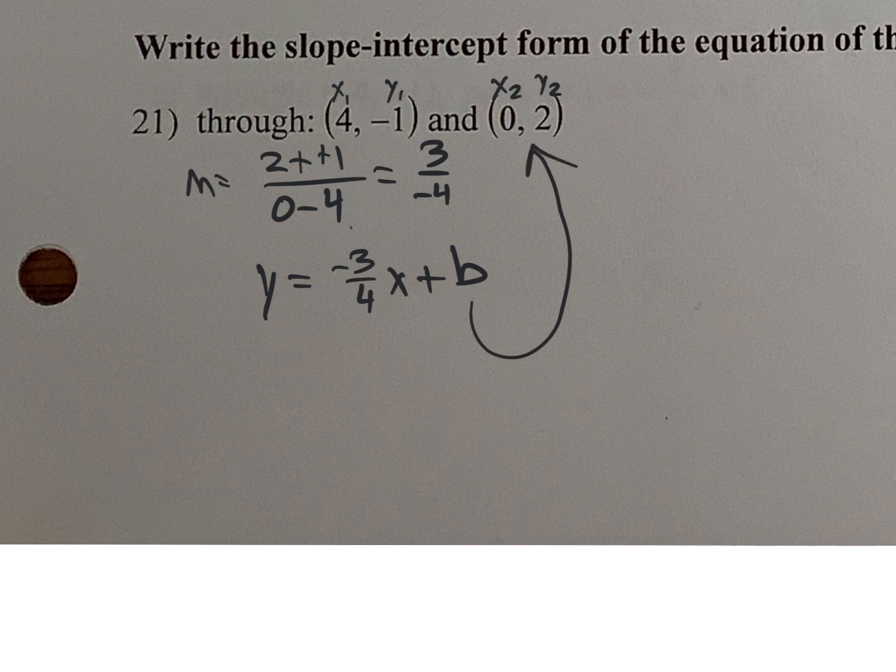Always look to see if they gave you the y-intercept, whether it's on the graph or if it's in coordinate form. (0, 2) is on the y-axis, therefore that has to be your y-intercept. So we don't have to do a lot of work here. Negative 3/4 x plus 2.